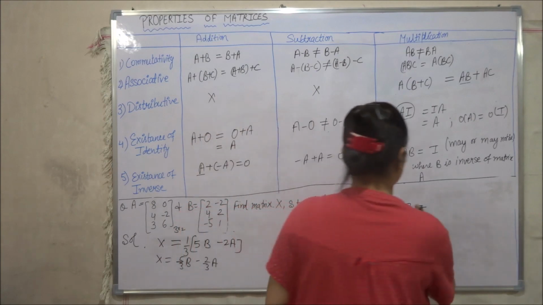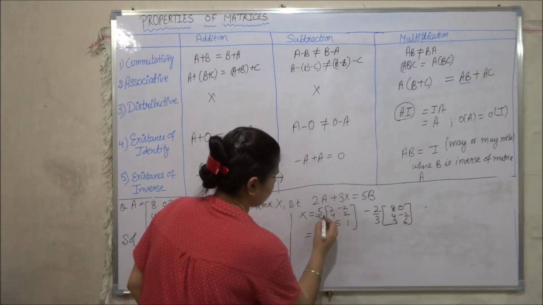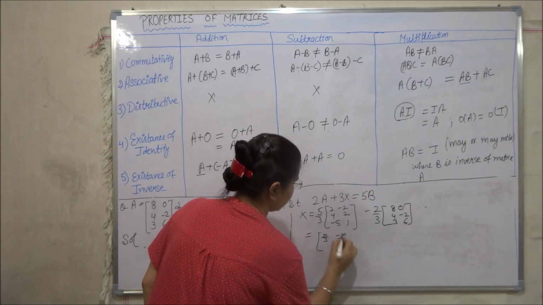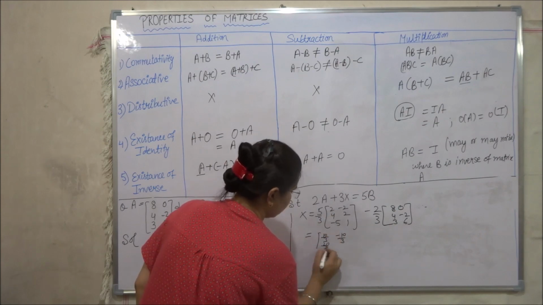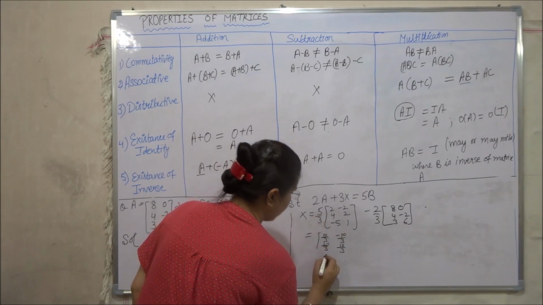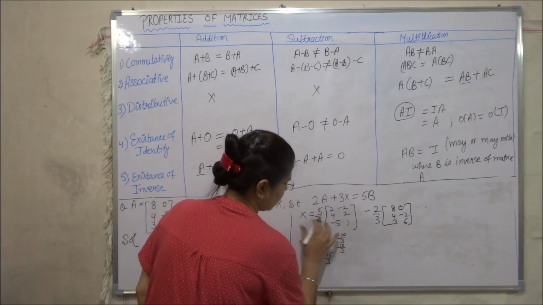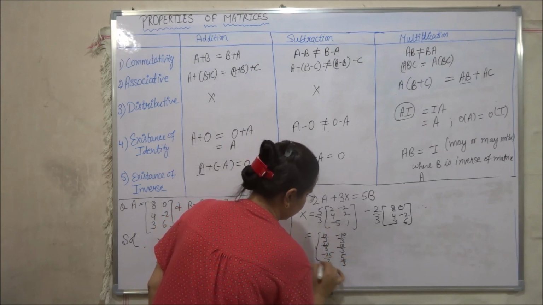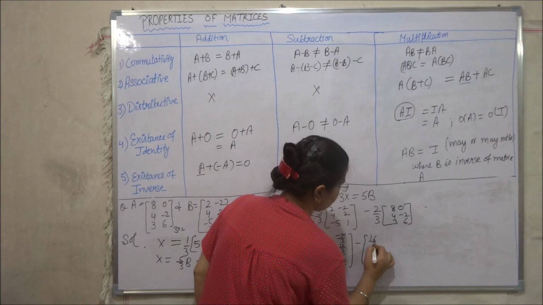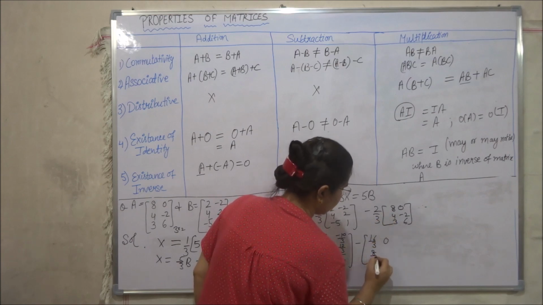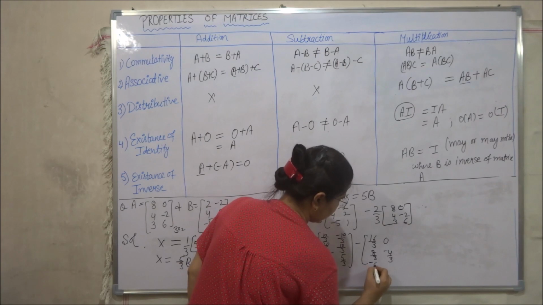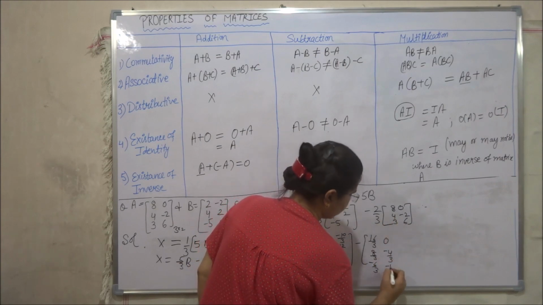Now it will be equal to: 5 times 2, 10 by 3, minus 10 by 3, 20 by 3, 10 by 3, 5 multiplied by 5, minus 25 by 3, 5 by 3, minus 2 by 3 times: 2 multiplied by 8, 16 by 3, 0, 8 by 3, minus 4 by 3, 6 by 3, minus 12 by 3.